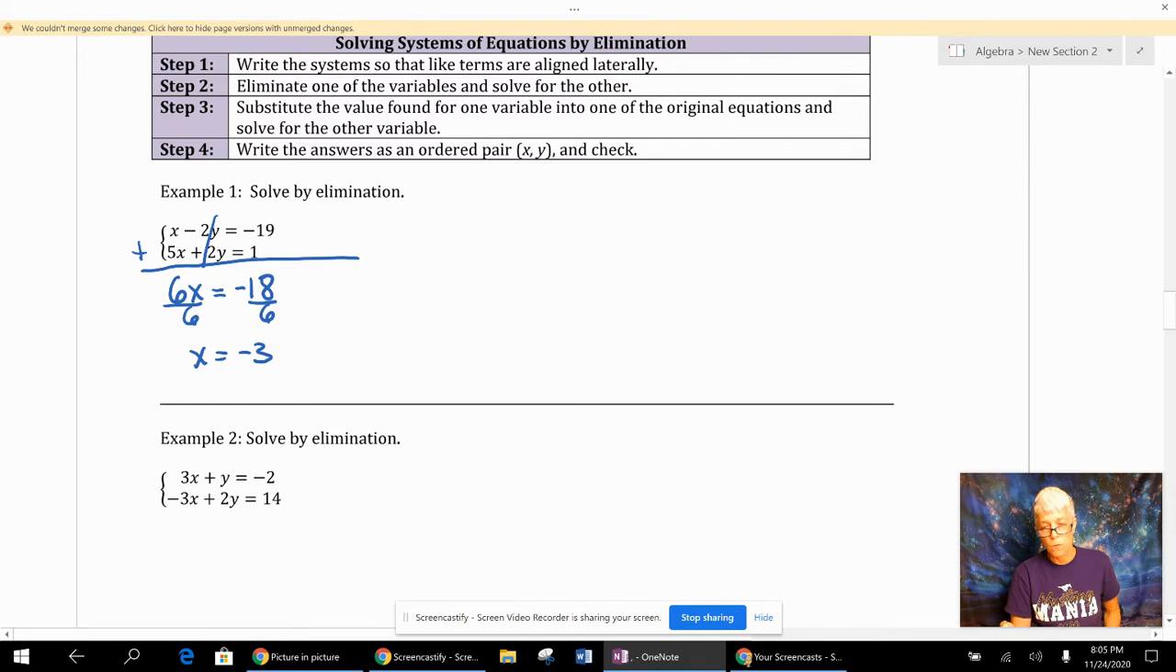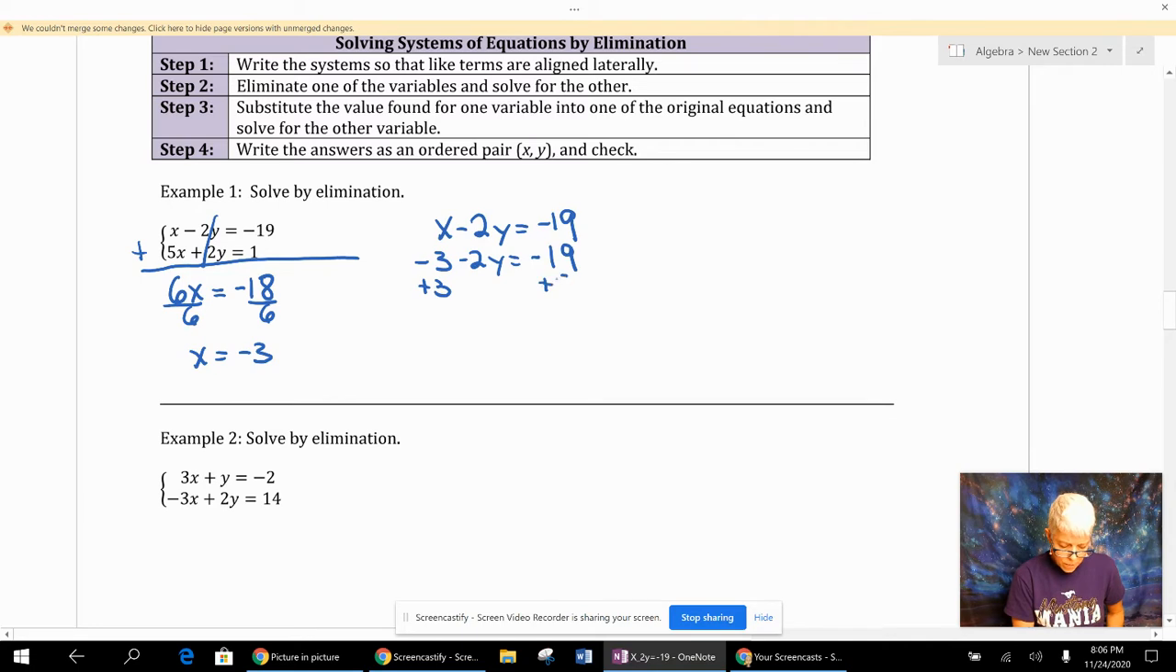Now, if you remember, we're only halfway there. Now we need to find y. It doesn't matter which equation I take. I think I'll take the first one, x minus 2y equals negative 19. And I'm going to put a negative 3 in for x. And again, it really doesn't matter. You can pick either equation. One sometimes is easier than the other.